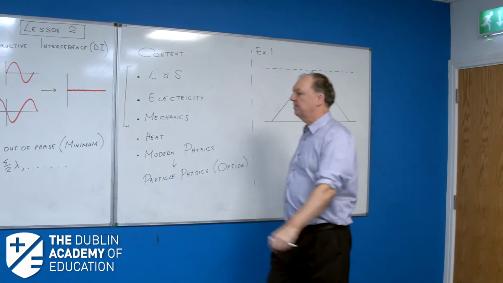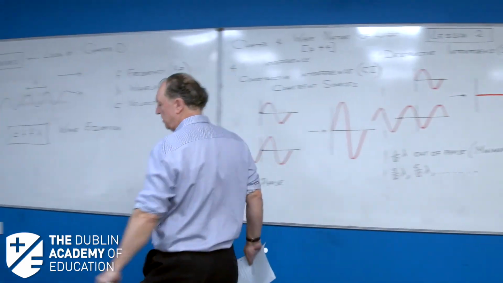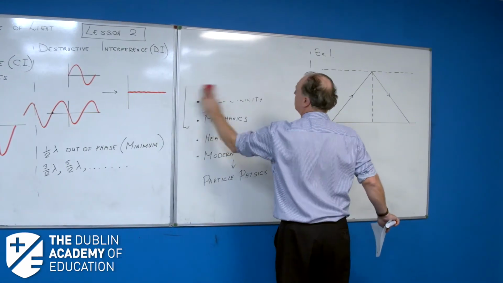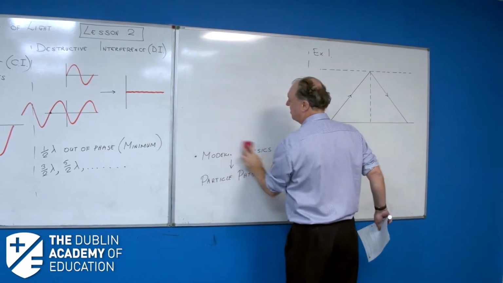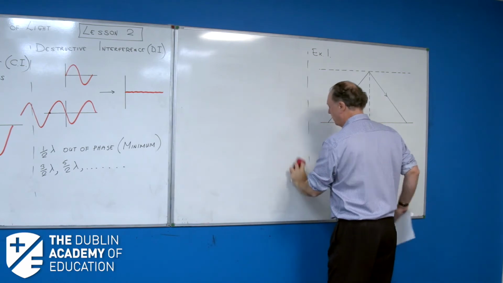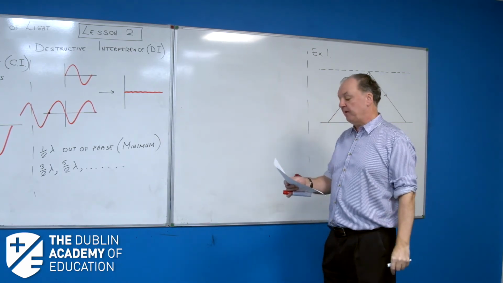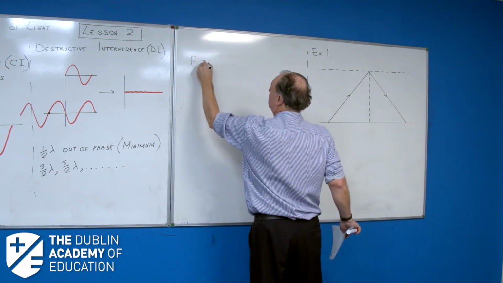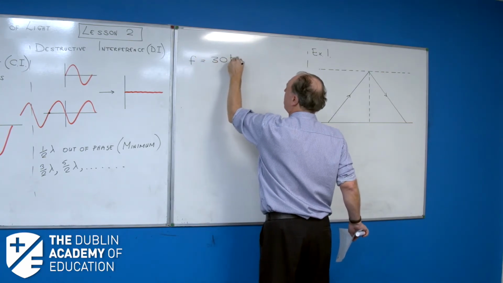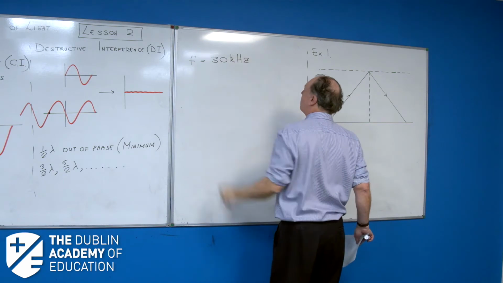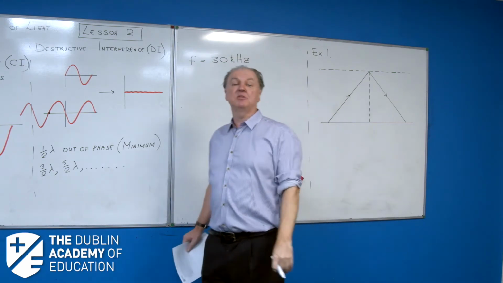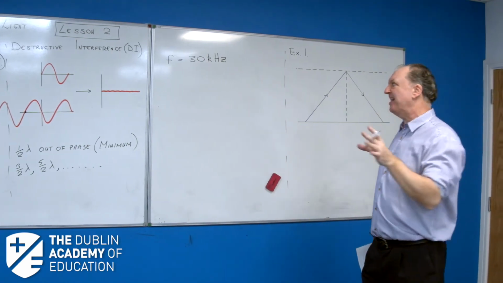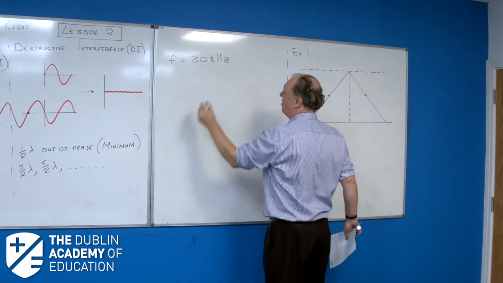So, I'm just going to write down my information for this particular problem. The first thing they tell me is that the frequency f is 30 kilohertz. See that kilo? It's probably one you know pretty well. That's 1,000. But that in general is called a prefix.